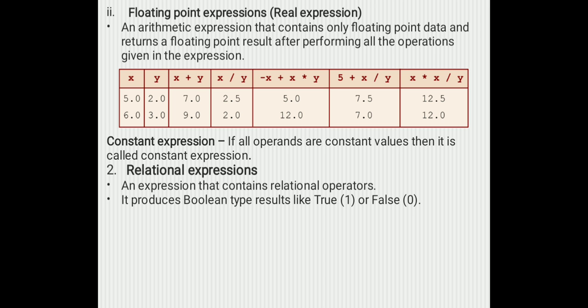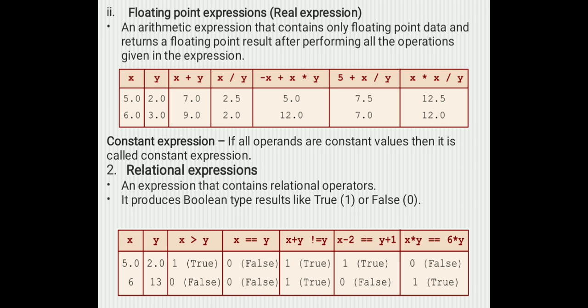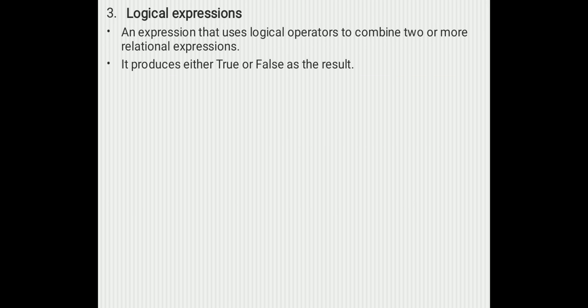And next is the relational expression. If the expression contains relational operators, it is known as a relational expression, and the output produced by the relational expression is true or false. That is, true means the value 1, and 0 for false. Example: x is 5.0, y is 2.0, 5.0 greater than 2.0. If it is true, it returns the value 1, otherwise it returns false.